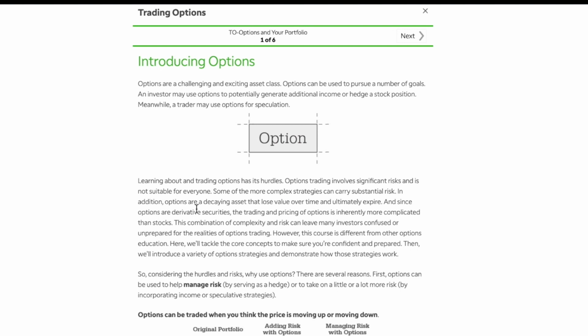Learning about this has hurdles. They involve significant risks and it's not suitable for everyone. Some of the more complex strategies can carry substantial risk. In addition, options are a decaying asset that lose value over time and ultimately expire. And since options are derivative securities, the trading and pricing of options is inherently more complicated than stocks.